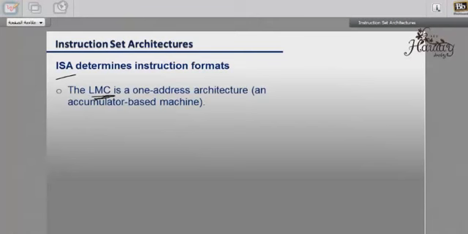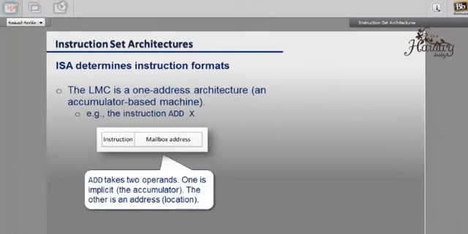One of them is actually little man computing. Little man computing is a one address architecture. We talked about little man computing. Anyway, I'll present to you the four types. Do you remember little man computing? Why is it called one address? Because you have the instruction on one hand, and you have the actual address on the other hand. So you only have one address, which is why we call it a one address architecture machine.